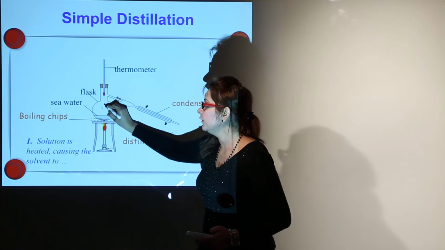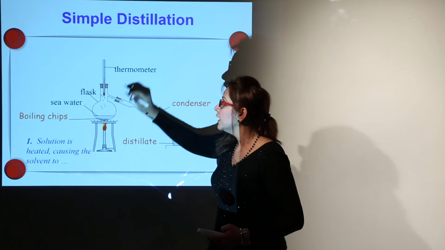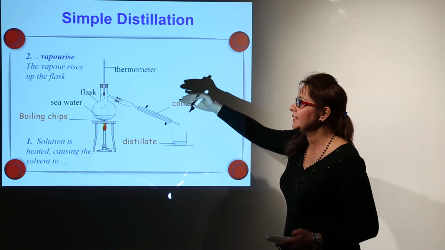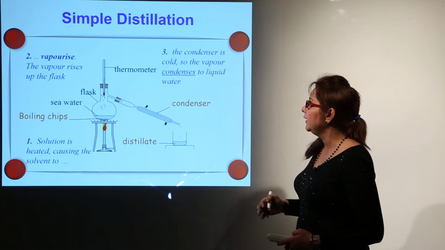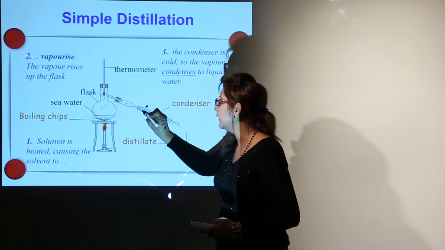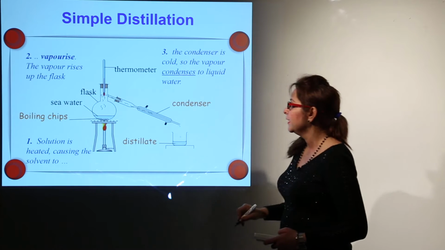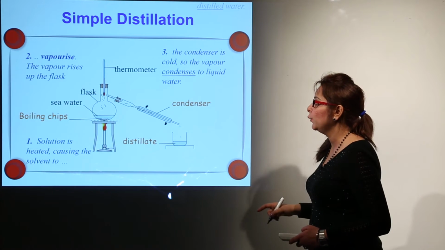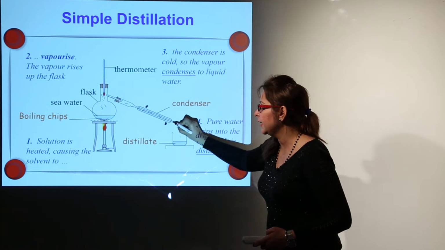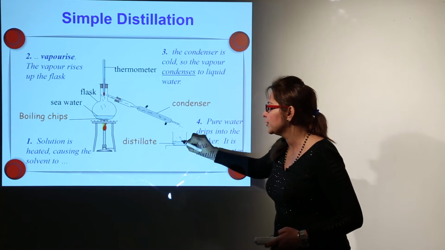What happens is the water vaporizes and forms vapor. The vapor just rises up in the flask, and then these vapors pass through the condenser and get condensed, because it is a condenser which contains water. So next, the vapors condense, and the pure water fills this beaker.